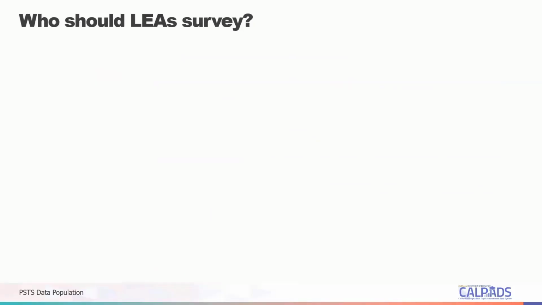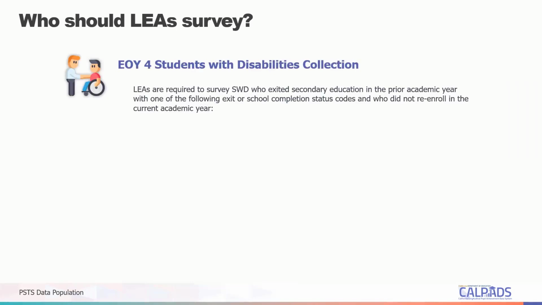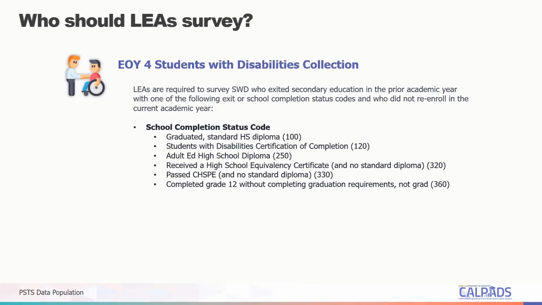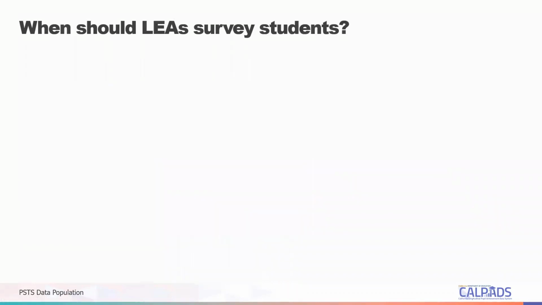So who should the LEA survey for the end of year 4 PSTS survey? LEAs are required to survey students with disabilities who exited high school in the prior academic year with an E230 exit and any school completion status codes listed below. Or alternatively, if a student exits using one of the following exit reason codes below and did not re-enroll in the current academic year.